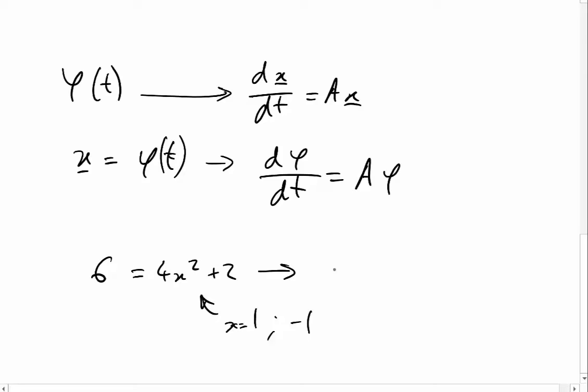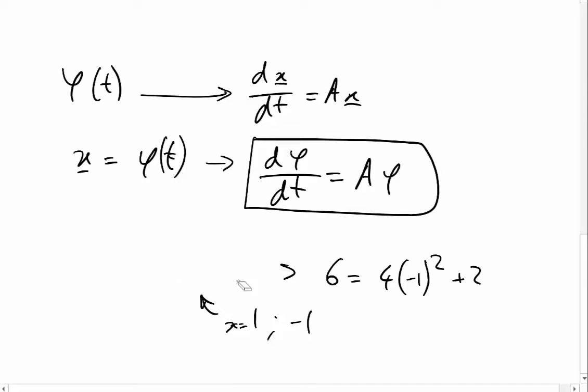So I can write it as 6 equals 4 times 1 squared plus 2. That is still true. Or equally, I could write it as minus 1. It doesn't matter. The point is that I can substitute my solutions back into my original equation, and it's still true, because the solutions satisfy the equation. So that's why I can have d phi by dt equals A times phi. Hopefully that makes a bit of sense.